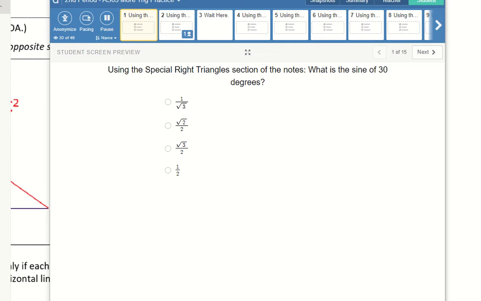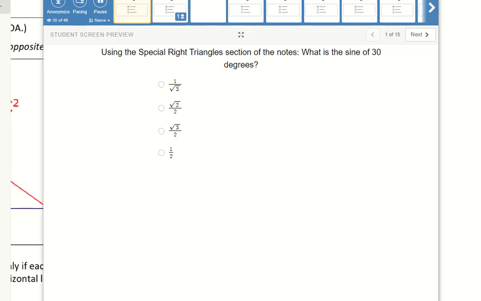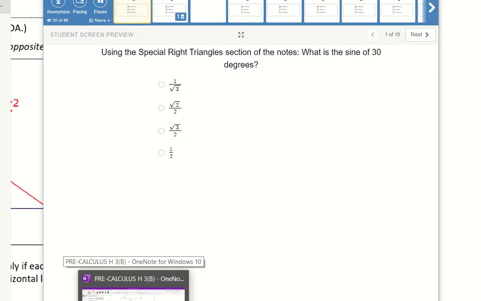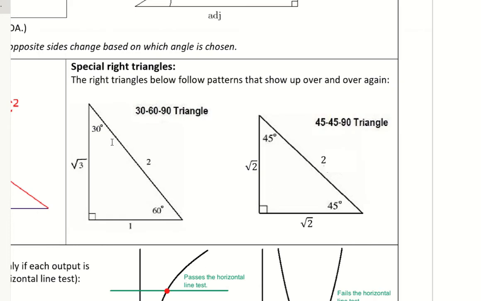Okay, so for these first few problems, we're going to be looking at the special right triangles that we've learned about: 30, 60, 90, and 45, 45, 90. So for this one, what is the sine of 30 degrees? So let's look at this triangle. 30 degrees, sine is opposite over hypotenuse. So it would be 1 over 2.